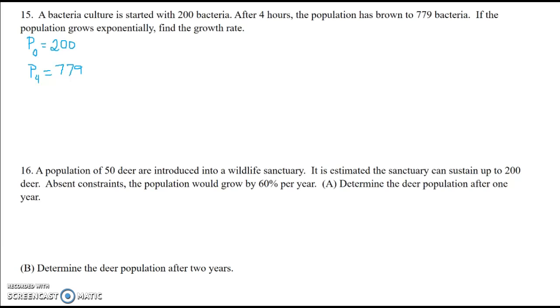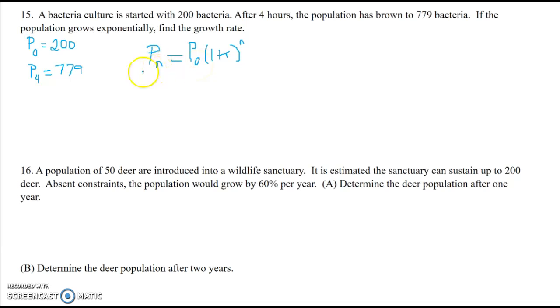So I can use the explicit formula to find the growth rate. And so what I'm going to do is I have P sub n is equal to P sub 0 times 1 plus R raised to the n. That's the general form. So I can replace these variables with things I know.